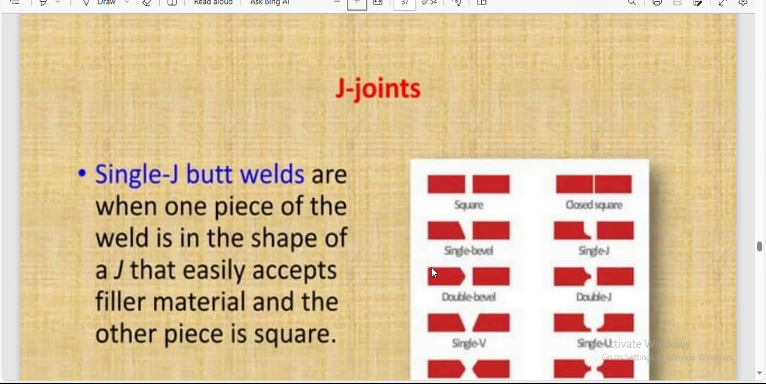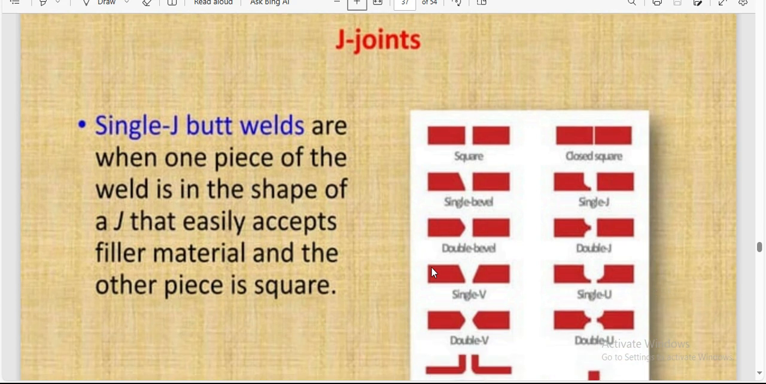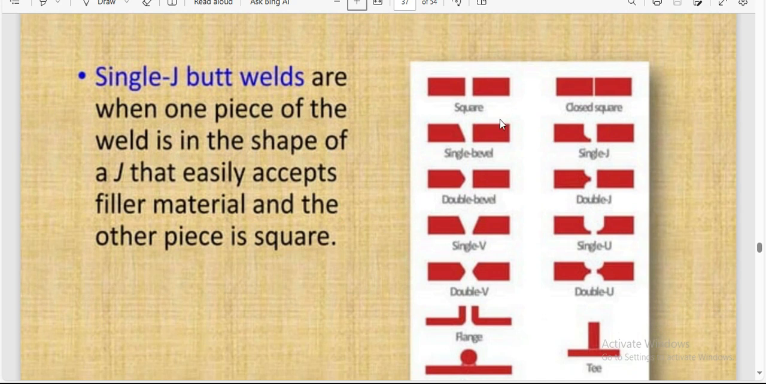J joint may be double or single. Single J butt joints are when one piece of the workpiece is in the shape of a J that easily accepts filler material, and the other piece is flat. Those are types of J joints. It may be single or double J joints, based on their applications and the thickness of the material we are joining.